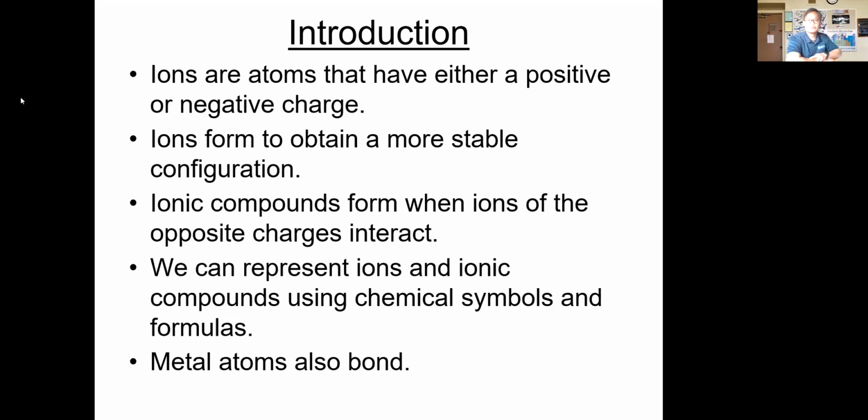We're going to talk about how we represent and write out their names for simple, what are called binary ionic compounds. Then we'll wrap up this chapter by talking about how metal atoms, how metal compounds, are able to get together and form a solid.